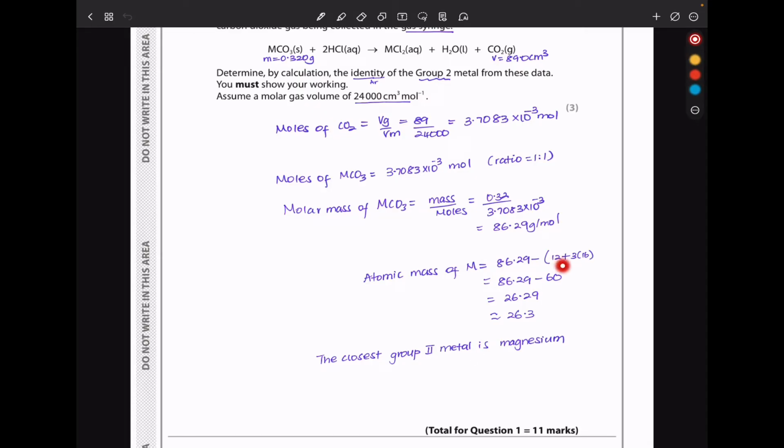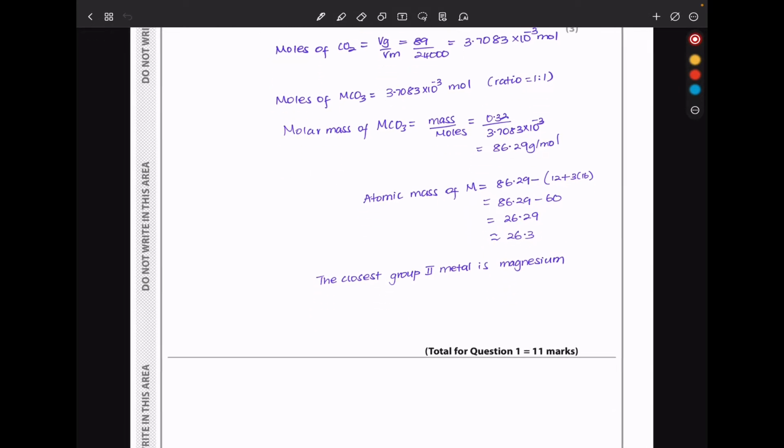One carbon is 12 and the 3 oxygens are each 16, so 16 times 3 is 48, plus 12 giving us 60. So 86.29 minus 60, I got 26.3, and the closest group 2 metal is magnesium, so my conclusion was that it is magnesium metal. So this brings us to the end of question 1. Let's continue to question 2.